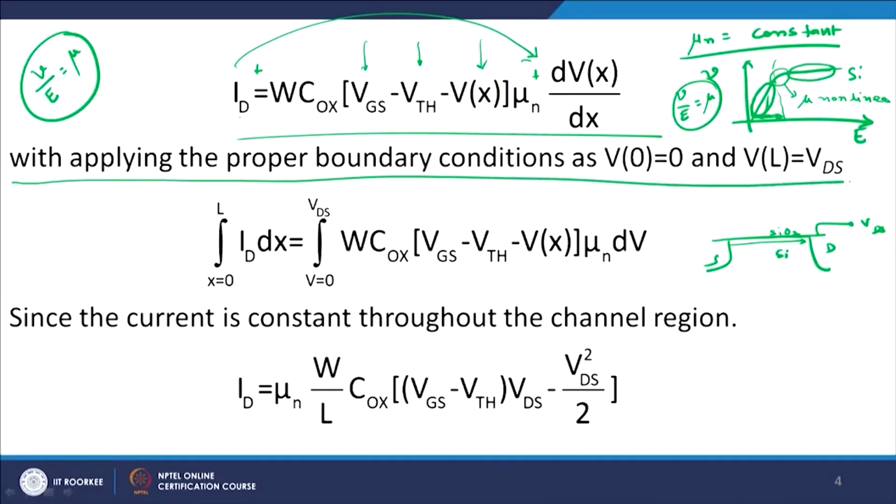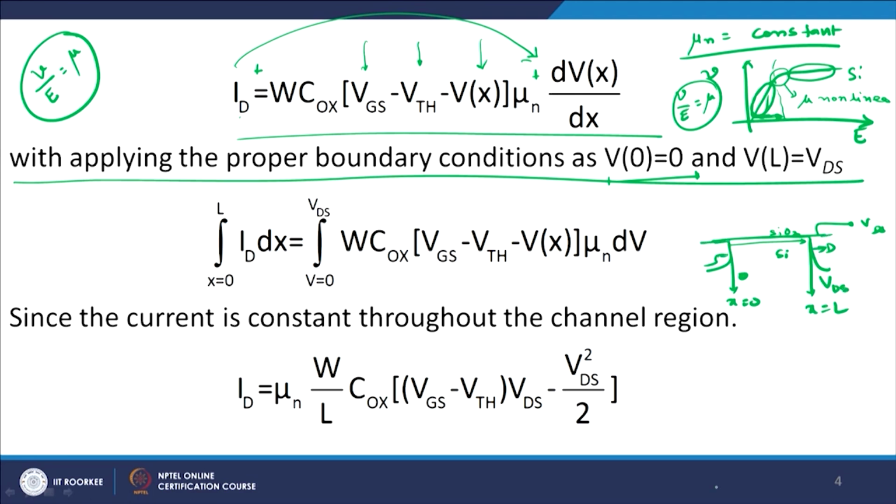Now by applying the proper boundary conditions, this is basically a differential equation and we require two boundary conditions to solve it. The first boundary condition is that we assume that at x equals to 0, V0 equals to 0 and VL is equals to VDS at x equals to L, which means that at this point this is x equals to 0, and this is x equals to L. At x equals to 0 the potential is assumed to be 0 and at this point it is assumed to be VDS.